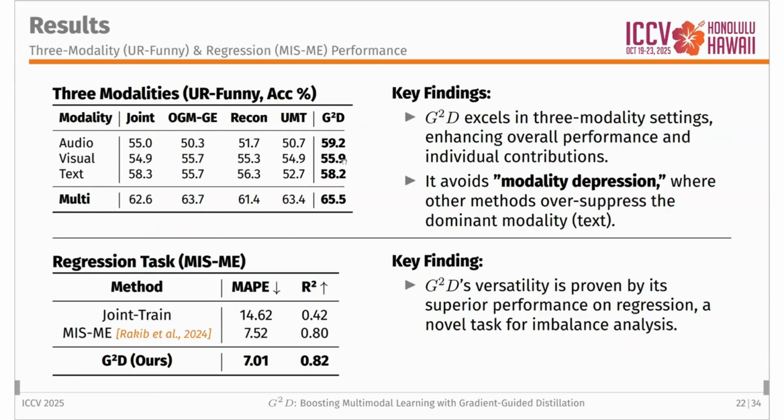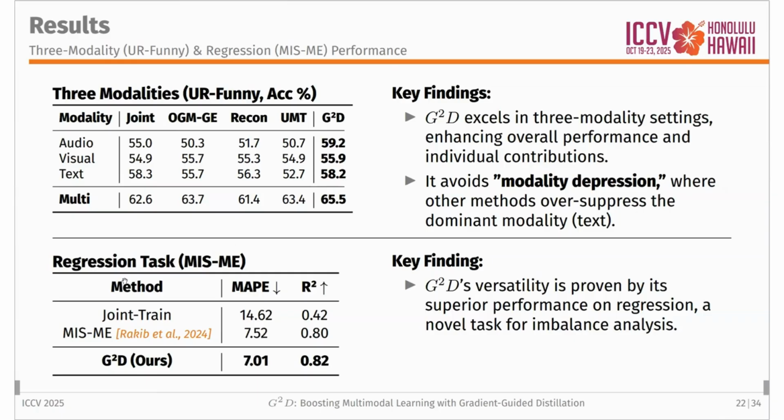These are the results for the 3-modality dataset, which is You Are Funny, and you will see that G2D excels in 3-modality settings as well. Another interesting thing to note is we avoid modality depression, where other methods oversuppress the dominant modality. For You Are Funny, as you recall, text is the most dominant modality, and you see that the text modality has an accuracy of 58%, but other methods oversuppress it in order to balance the other two modalities. But in our case, we don't oversuppress it. We have it at its actual accuracy, which is 58.2.